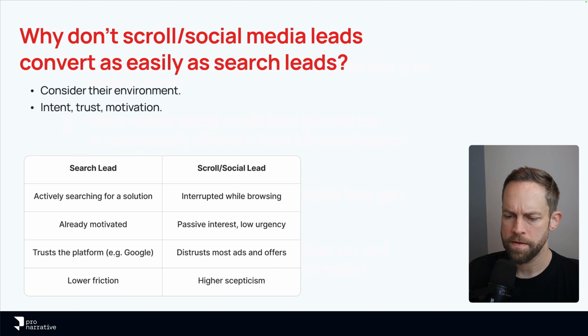And then at the bottom here on the search lead, there's lower friction. Obviously, people have searched, they've gone to a landing page, and they've liked what they've seen to the point where they're ready to inquire. So a lead that comes through search is already so much further down this internal decision-making process of know, like, trust. Whereas on social media, that's just not there. Naturally, it's just not there.